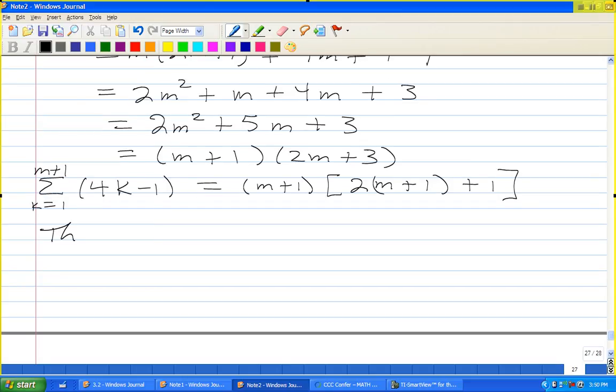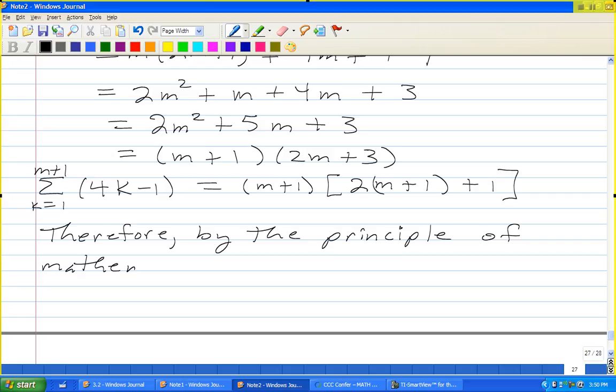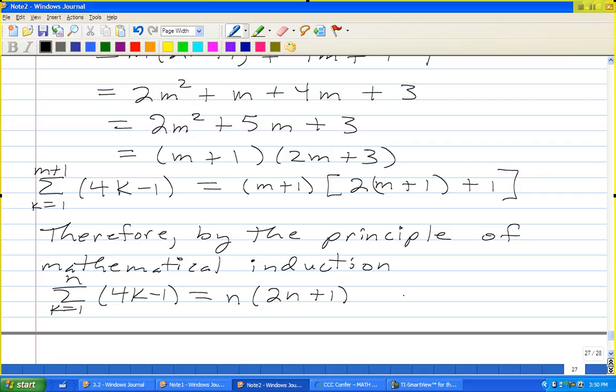So therefore, by the principle of mathematical induction, we have that the formula, the sum k equaling 1 to n of 4k minus 1, is equal to n times 2n plus 1, and this is for all natural numbers n. And that's what you wanted to show.